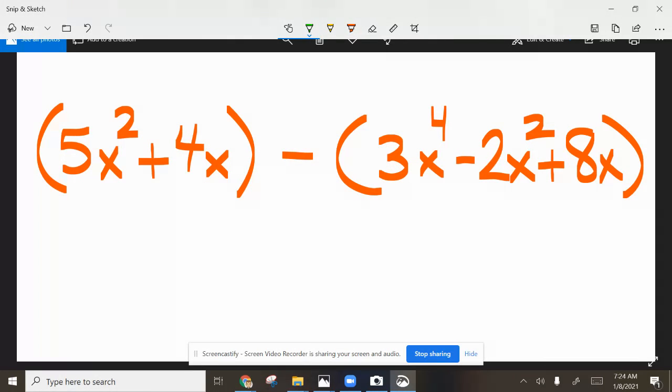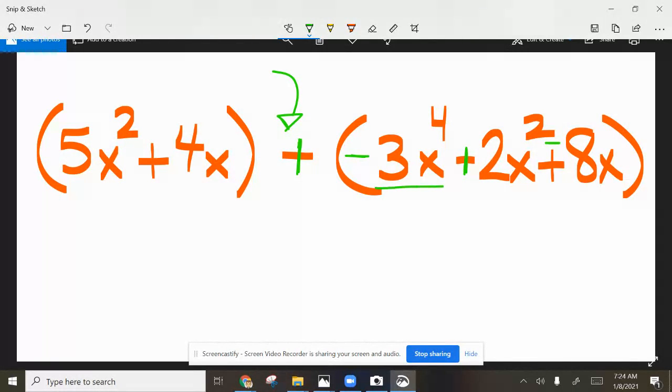Take your time with this one. First of all, the first thing you need to look at is changing this to a positive, but flipping everything in here. All of this gets flipped, okay? So then from there, let's just take a look at our degrees. What are our degrees? Our exponents.